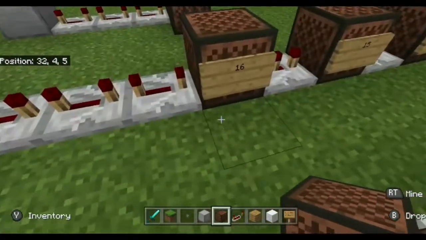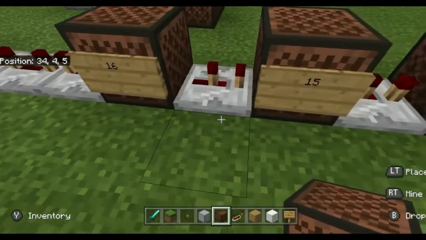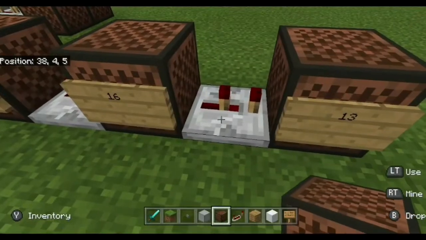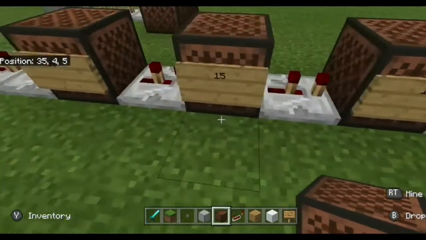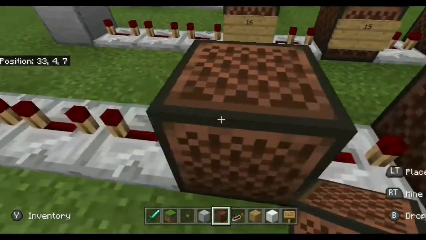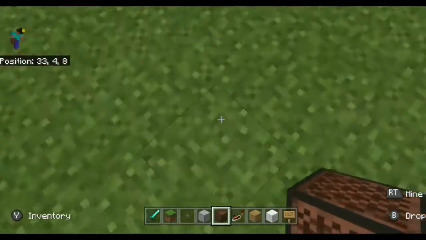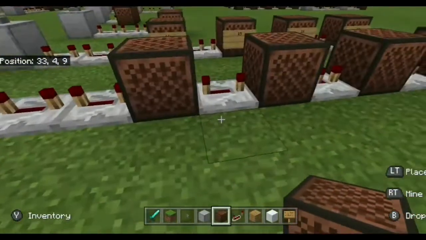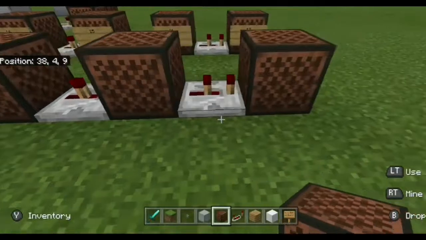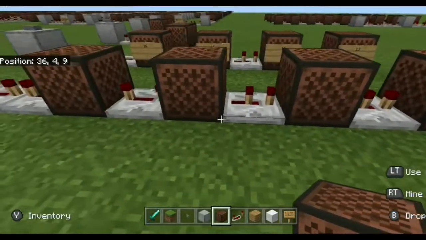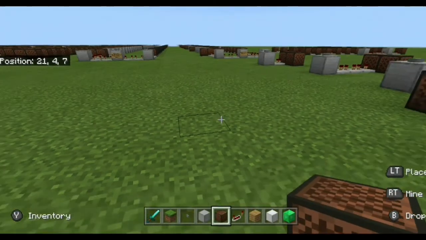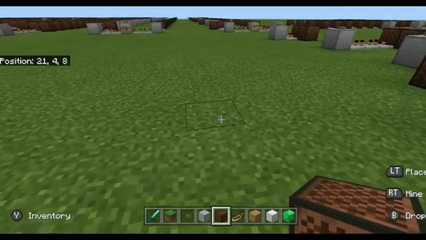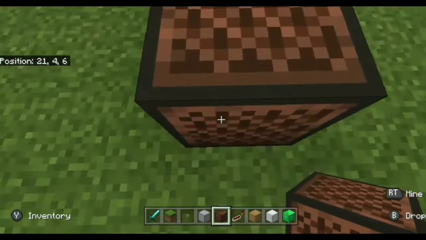Oh, and just in case you're wondering, this is the amount of times you have to tune the note blocks to get that little bit of Carol of the Bells. And this is the repeater ticks you have to have for that little bit. Notes on note blocks only can be tuned up to 24 times.